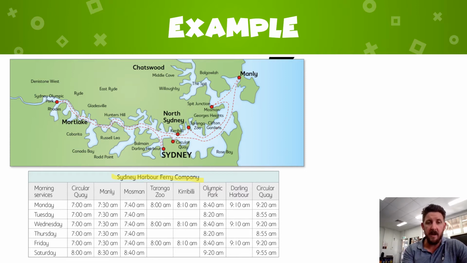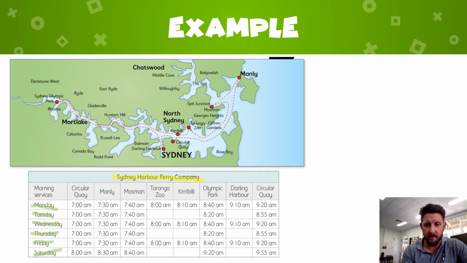The next thing that we look at when we're trying to work out what our timetable is telling us is we look at firstly the rows, and let's have a look at them, and you can see here that we've got the different days of the week. So I know that if we are moving across our page, that they are the times that the ferries meet at each of the different stops.